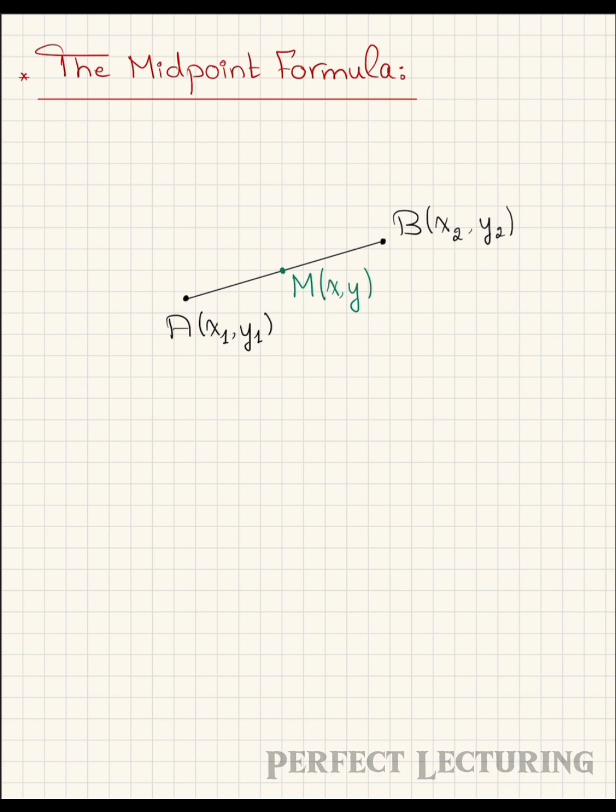If I have a segment AB and M happens to be the midpoint of this segment, then x of M is equal to x of A, which is x1, plus x of B, which is x2, divided by 2, and y of M is similarly y of A, which is y1, plus y of B, which is y2, over 2. So it is like we are finding the average of the abscissas and the average of the ordinates.